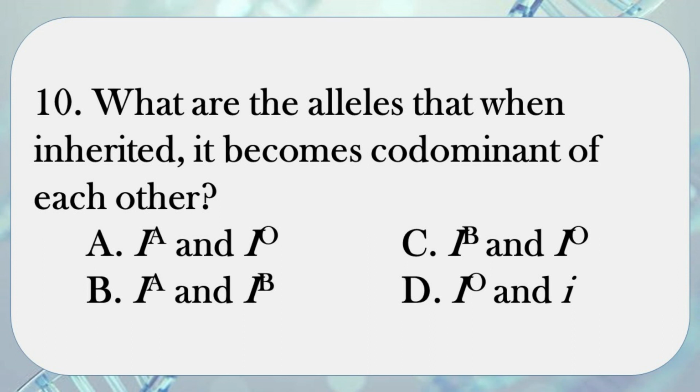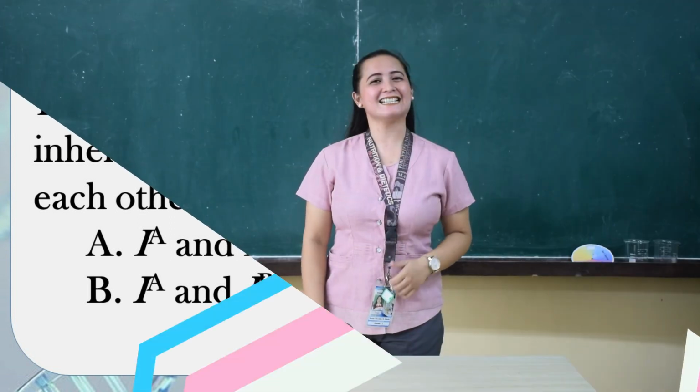Number 10. What are the alleles that when inherited, it becomes codominant of each other? A. IA and i, B. IA and IB, C. IB and i, D. i and i. And that is the end of our session for this video.